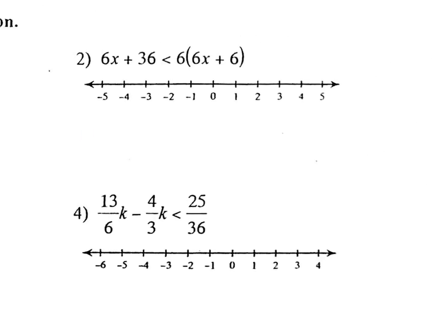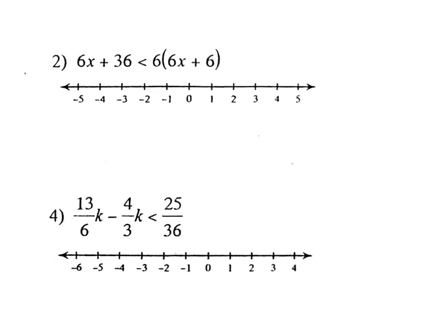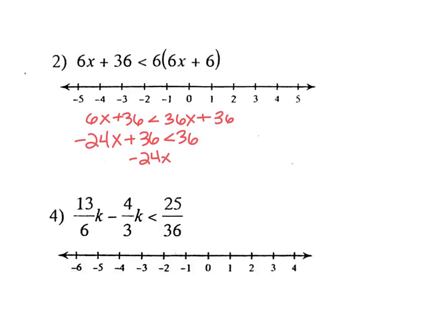All right, if we look at question 2, again, distributing is going to be my first step. 6x plus 36 is less than 36x plus 36. Subtract my x's, that's going to give me negative 24x plus 36 is less than 36. Subtract 36 from both sides, negative 24x is less than 0. If I divide by negative 24, remember, the symbol's got to flip around, so that's going to be x is greater than 0.